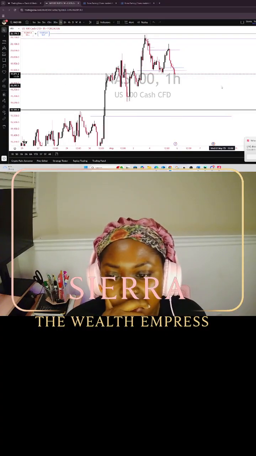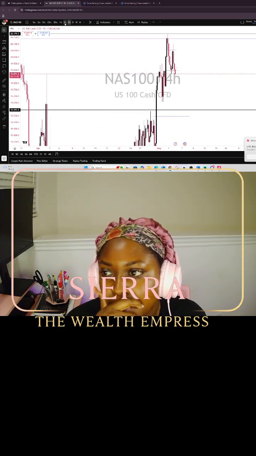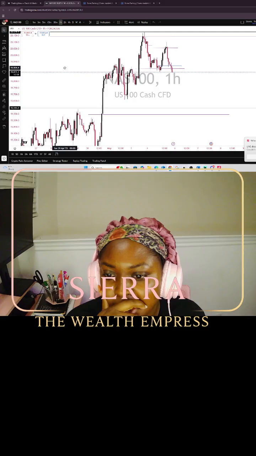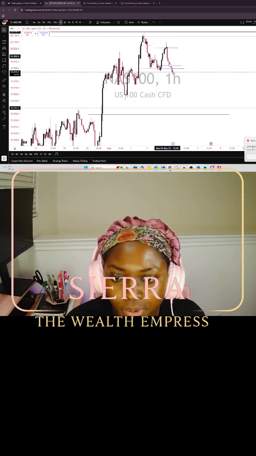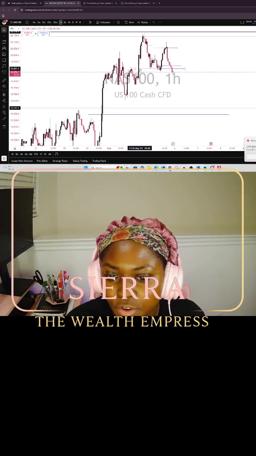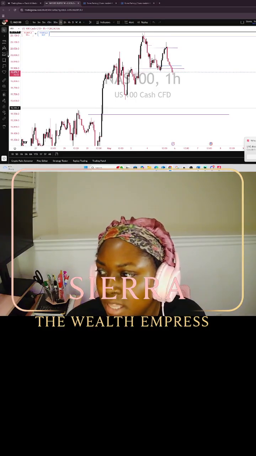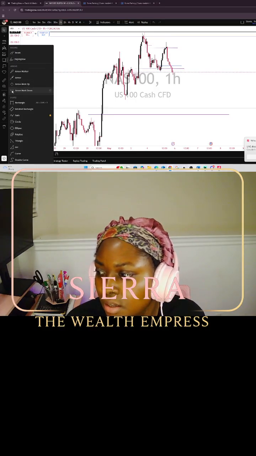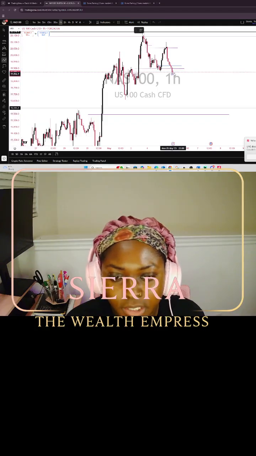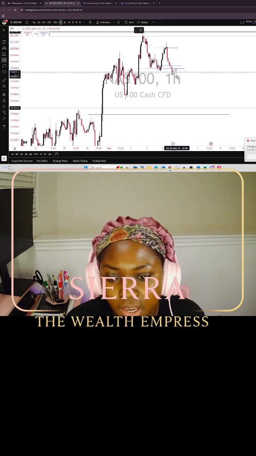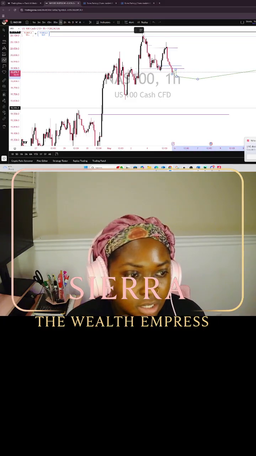So I want to see price come back down to this 4 hour, but I want to enter another position. So I was waiting for price to break this hourly fair value gap. And then I want to see, of course, a retest, right? And then some more rejection. And then I'll get in a second position.